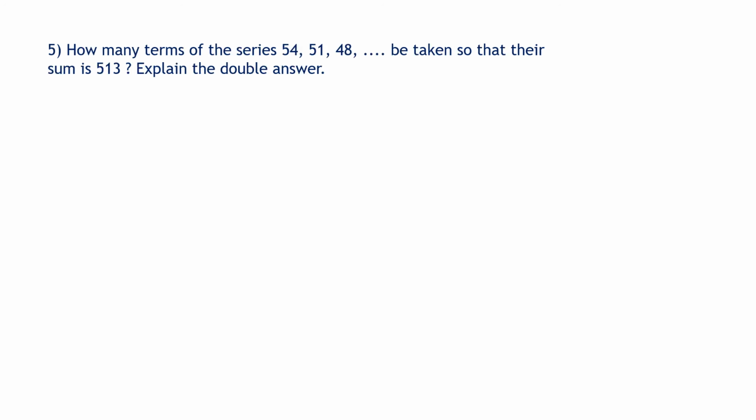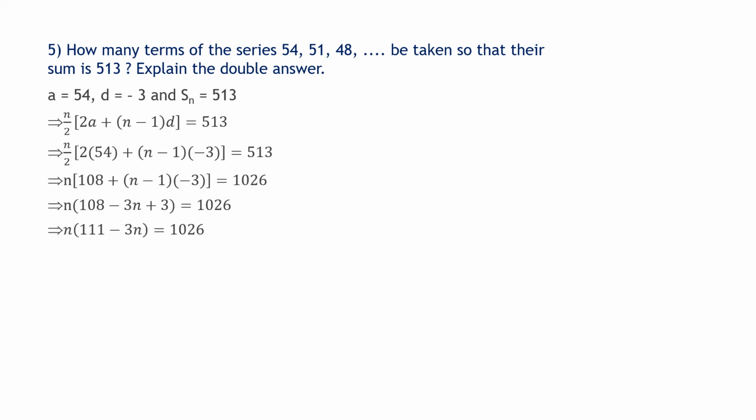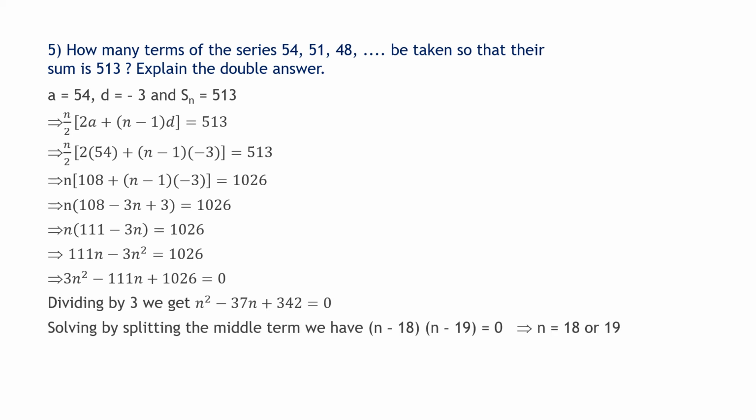Now next sum. How many terms of the series should we take so that the sum is 513? Explain the double answer. I had done this sum yesterday I guess, but we'll repeat it once again. We have to explain the double answer. Here a is 54, d is minus 3, sum is 513. Putting the formula and the values of a and d, we have an equation. Solving this equation, we get n equal to 18 or n equal to 19.